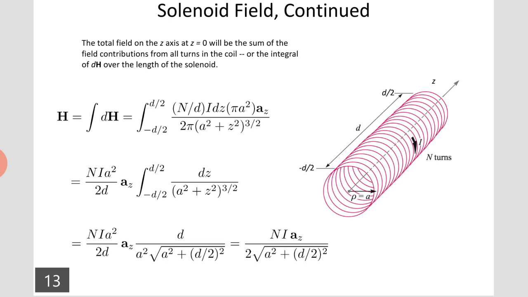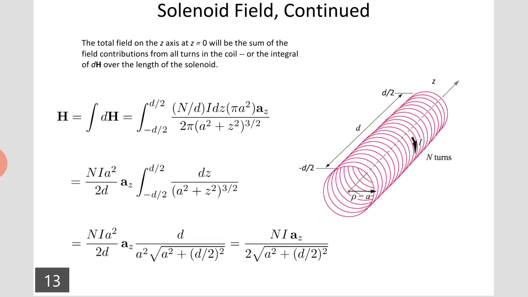So as I told you, the total field on the z axis at z equal to 0 will be the sum of field contributions from all the turns in the coil, or the integral of dH over the length of the solenoid. If you want to calculate the total field on the z axis, the field contributions from single turns are added, or you can integrate dH to give the total field. Therefore H is the integral of dH, with limits from minus d by 2 to d by 2.